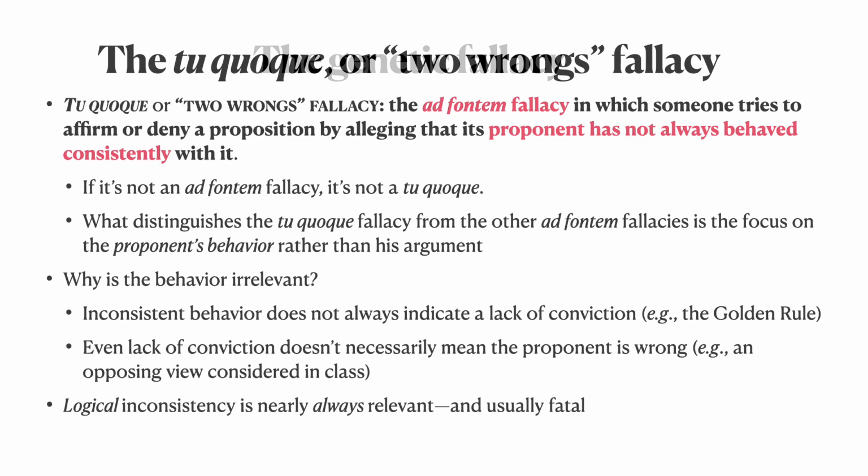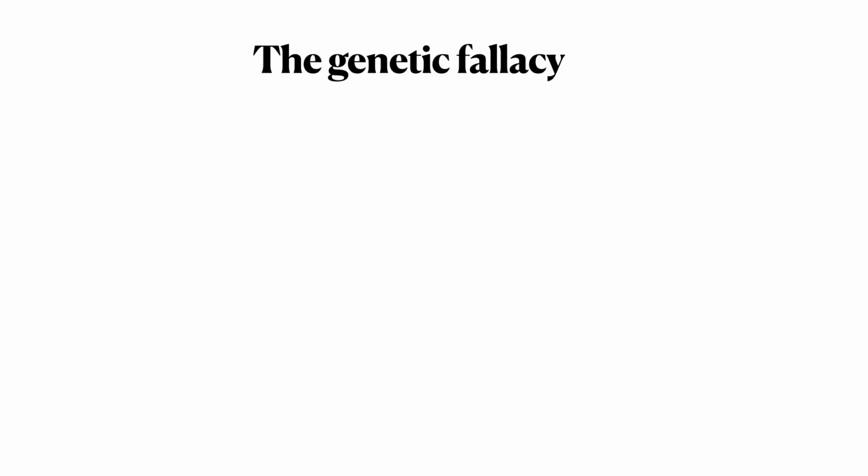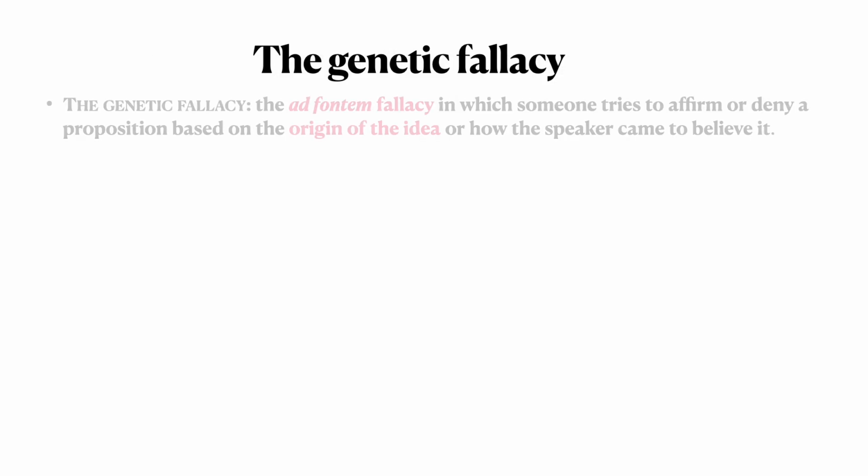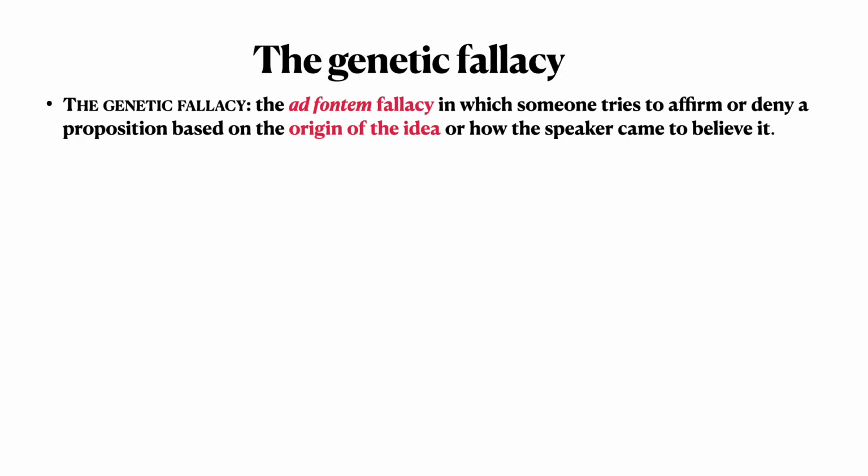All right, let's look at the third fallacy. This is the genetic fallacy. It has nothing to do with DNA. The genetic fallacy is the ad fontem fallacy, in which someone tries to affirm or deny a proposition based on the origin of the idea or how the speaker came to believe it. So genetic, like Genesis, like what generates the idea. Origin is the main idea here.